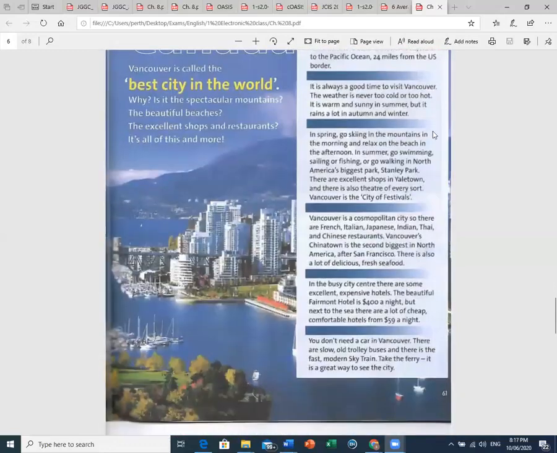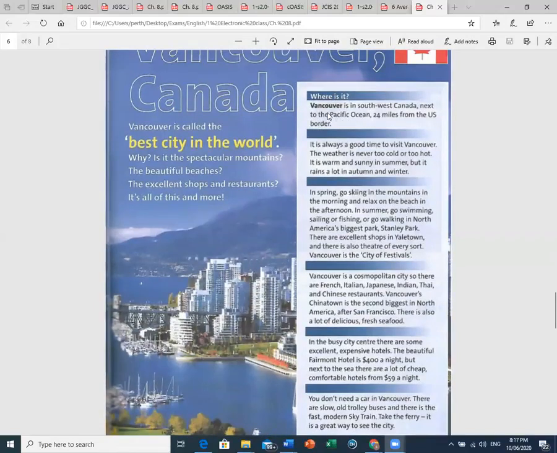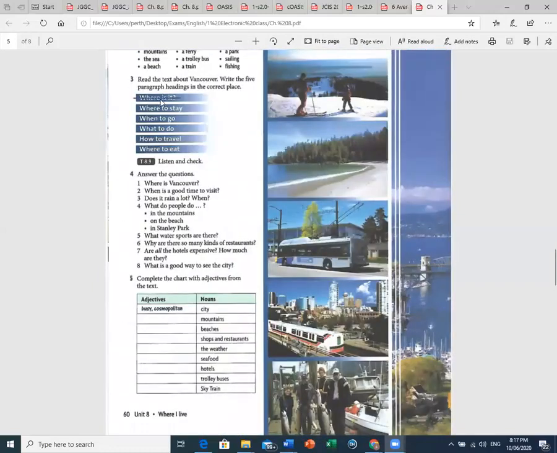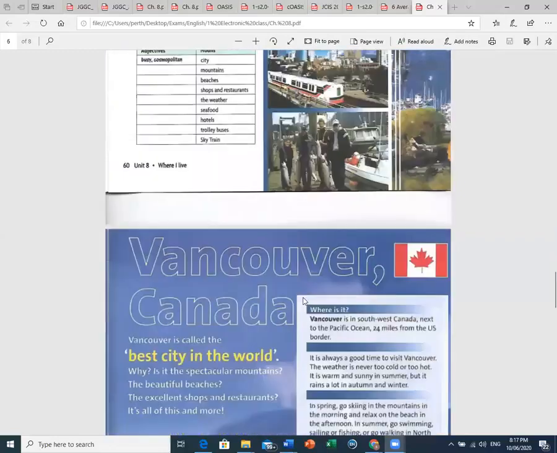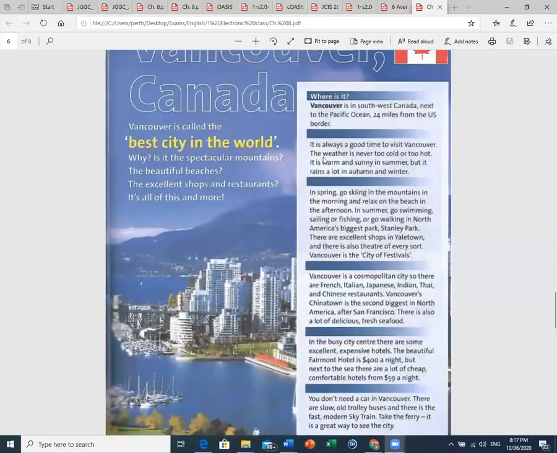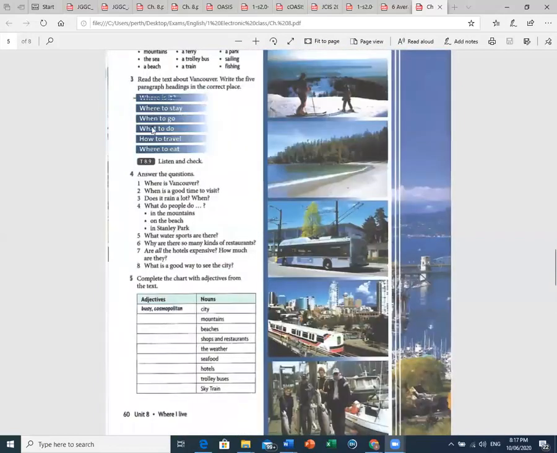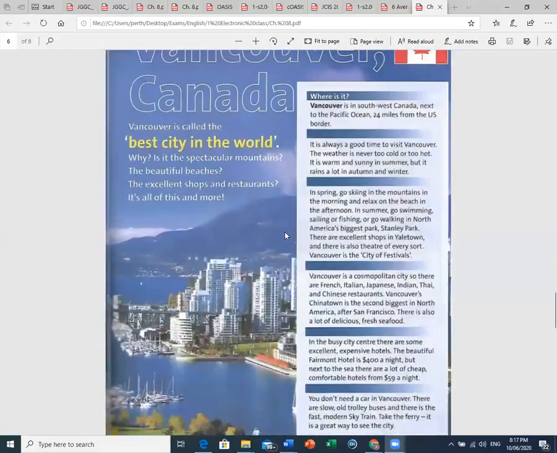So we have these paragraphs, and when you read a paragraph, you can put a heading on it. For example, Vancouver is in southwest Canada, next to the Pacific Ocean, 24 miles from the US borders. So when we are talking about where it is, we use the heading where is it. In the same way, we should read each paragraph and choose the right heading for it.